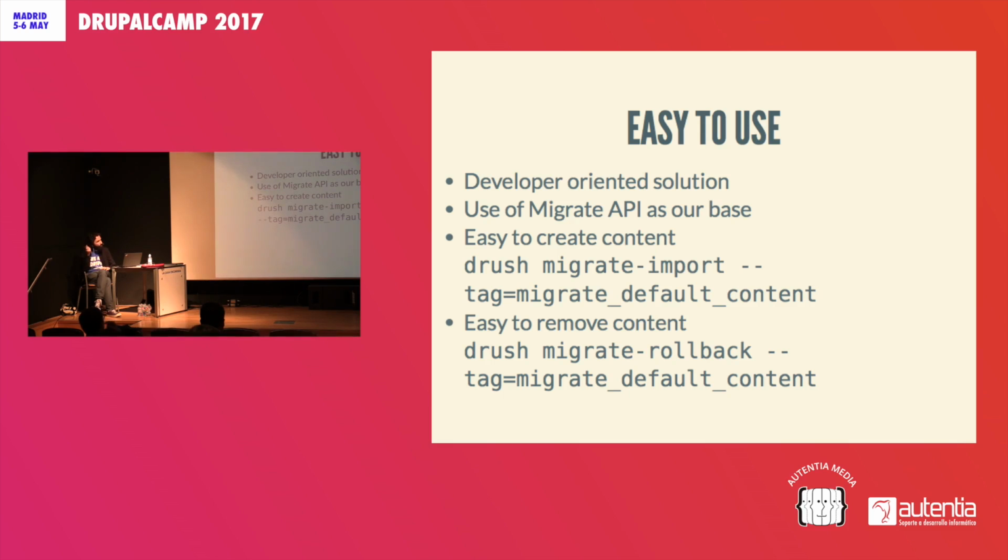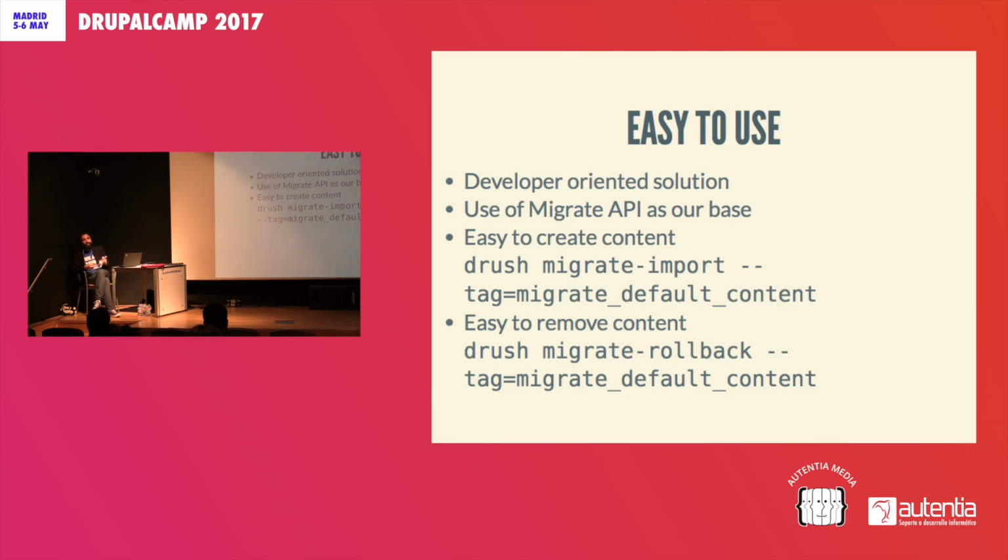Now, as a minimal solution, we use Drush, and all the default content migrations are tagged with the name of the module. So you just have to do that, and you can even write this Drush command in your continuous integration environment, so you have default content in every environment. You can re-import the content all the time as you are developing it, like you can clean the site. Migrate even supports updates of the content, so it rereads all the default content and updates your nodes.